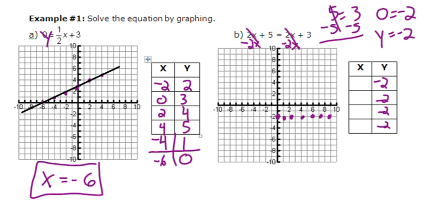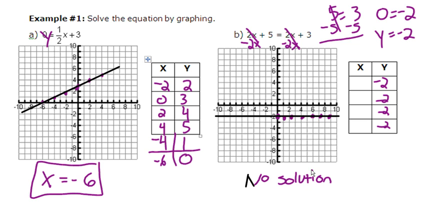So again, I'm going to use this to help me because I have trouble drawing lines, but I have a horizontal line through -2. Since it does not cross the x-axis, there's no solution.